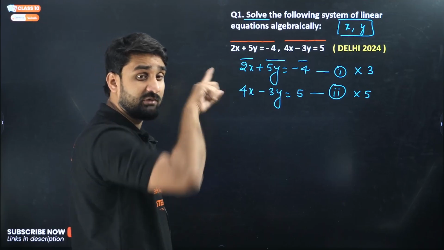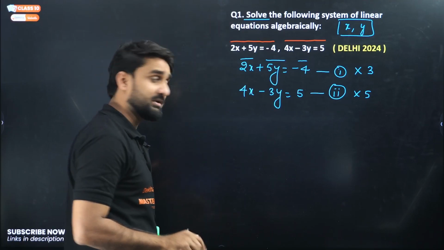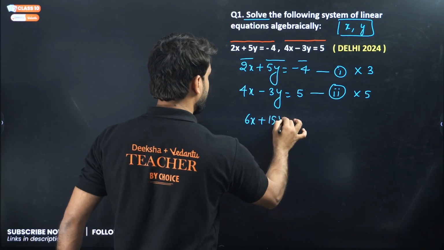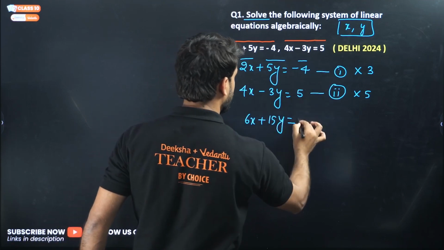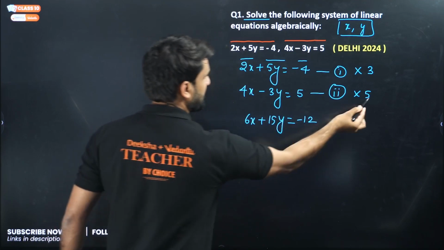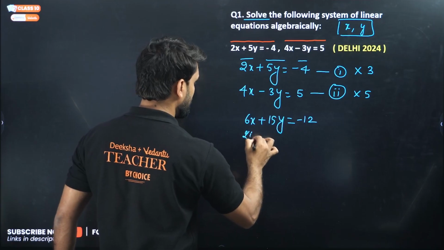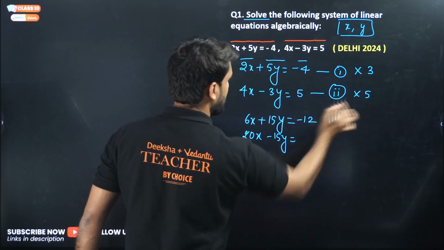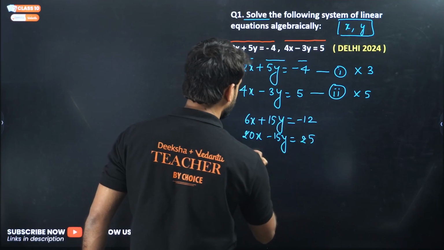No. The impact of 3 will be on each and every term in that equation, right? So this will be 6x plus 15y, and this minus 4, and this will be minus 12, right? And this will be 5 into 4 will be 20x, and this will be minus 15y, and this will be 25. I hope this is clear to you.